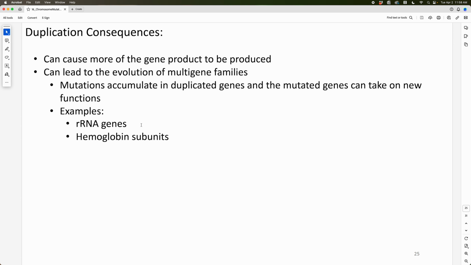And this is something that we've seen be the case, for example, in proteins that have multiple subunits. Hemoglobin is a protein that is the combination of products produced by multiple genes. Duplication events are one of the reasons why these types of proteins can evolve.